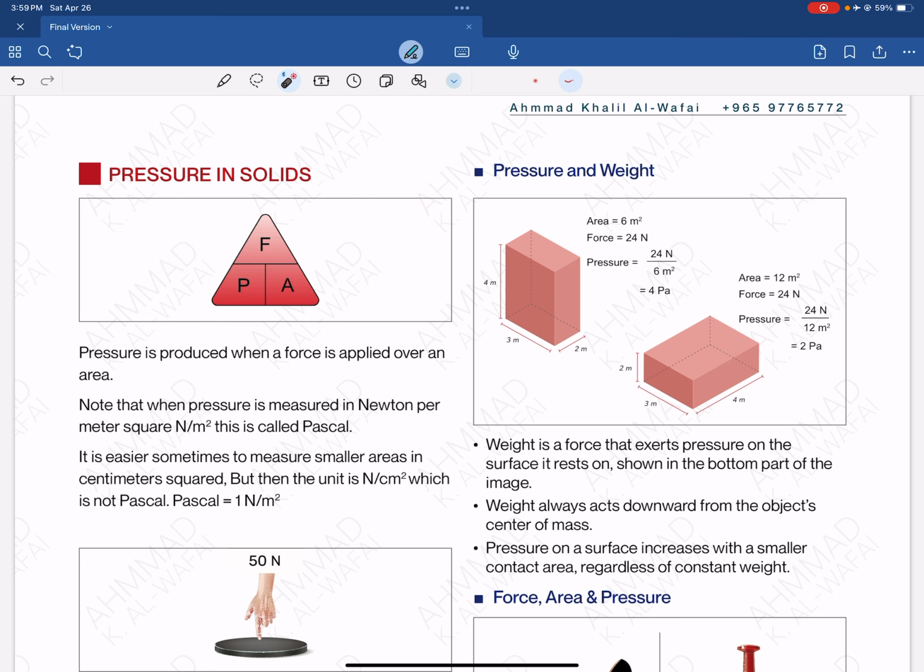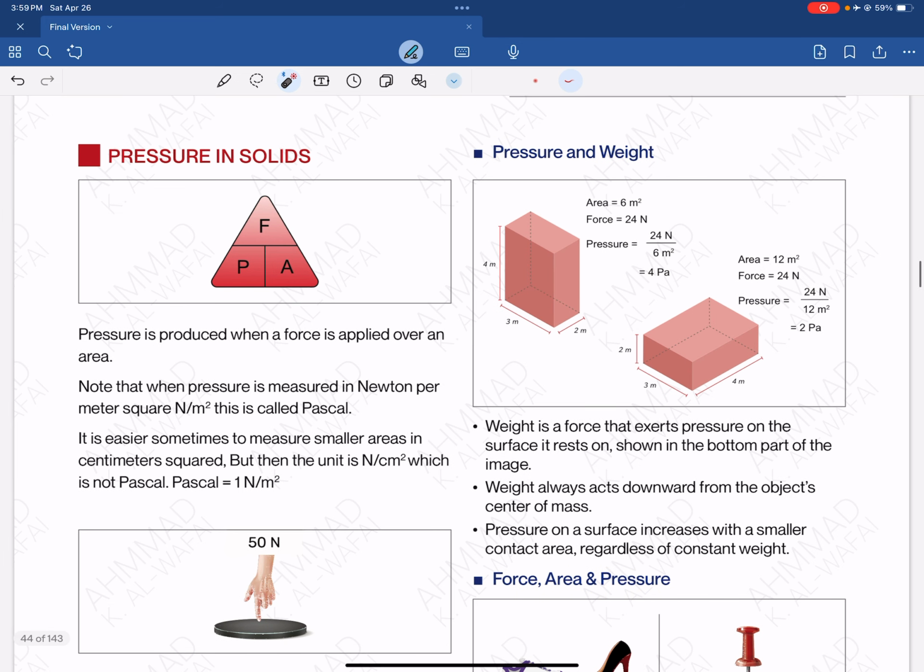As you could see from this law, force over area, this means that pressure is inversely proportional to the area. The greater the area, the smaller the pressure. The smaller the area, the greater the pressure. This is what we're going to be discussing in this lesson.